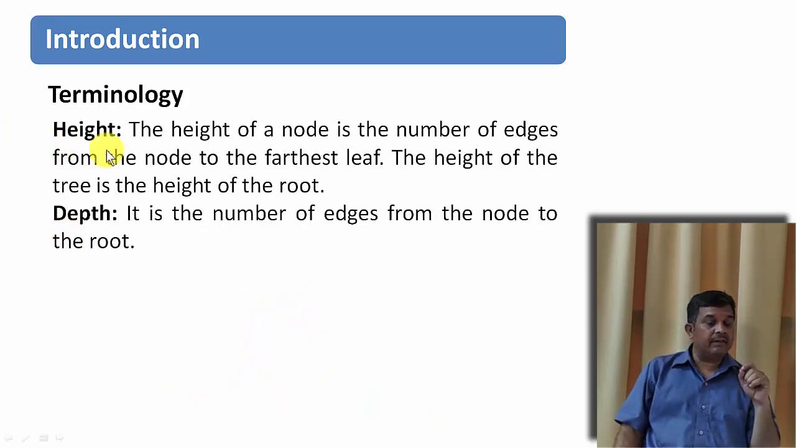These two definitions are very, very important. Kindly listen to them very carefully. The first definition is height. The height of a node is the number of edges from the node to the farthest leaf. And the height of the tree is the height of the root. We'll discuss it further. And depth is the number of edges from a node to the root node. From a node to the root node, if I go in the upward direction, I'll say it is depth. And if I go in the downward direction, I'll say height.